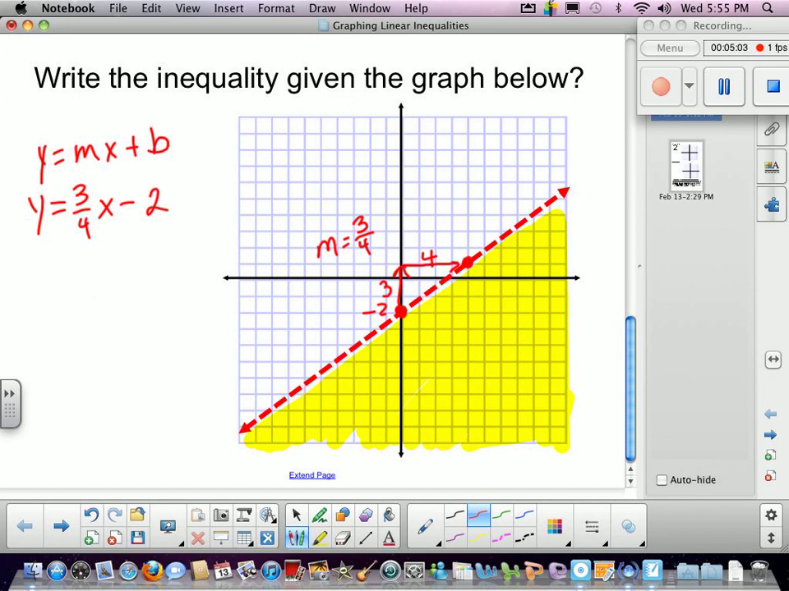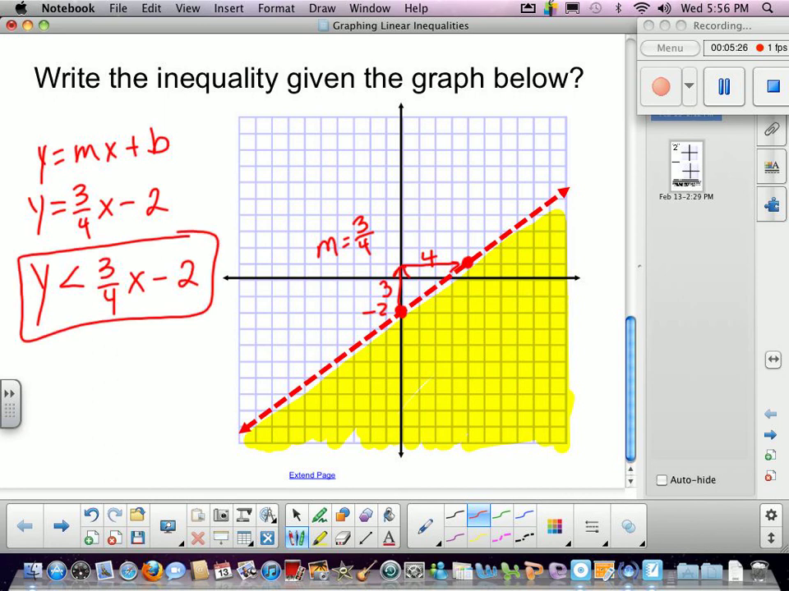All right, so there's the equation, but again, we're supposed to be writing an inequality. So we need to establish, is it less than, greater than, less than or equal to, greater than or equal to. Since we're shading below the line, okay, it's going to be less than, and since it's dotted, it would not be equal to, it would stay just less than. So this inequality will be given by that equation.